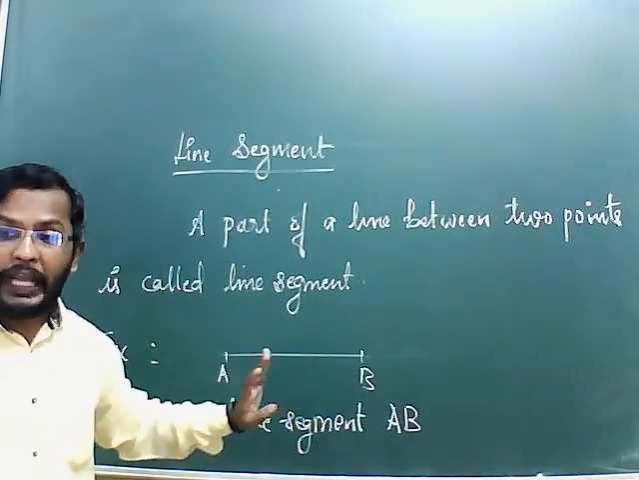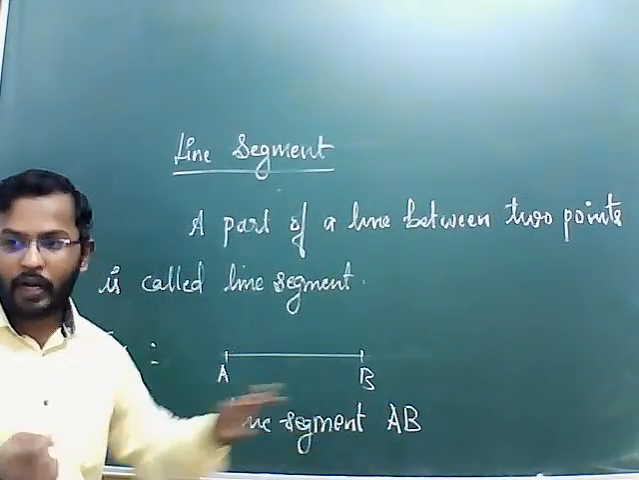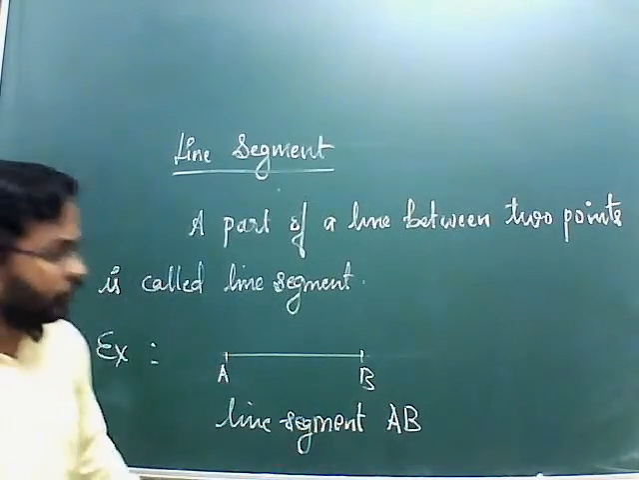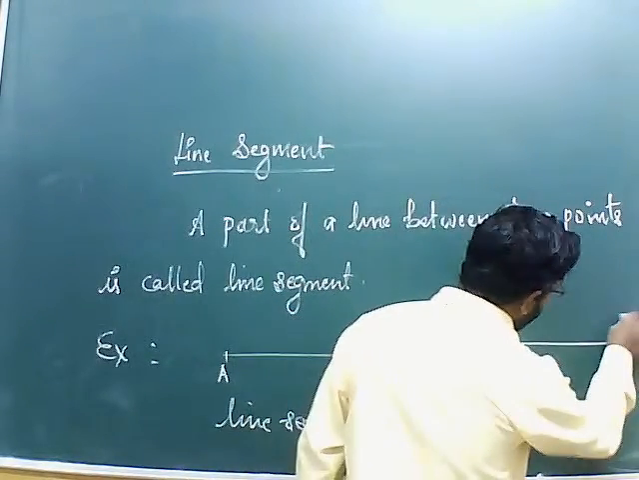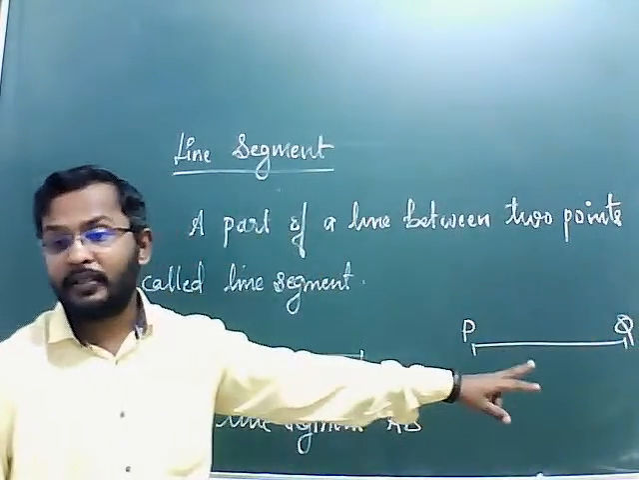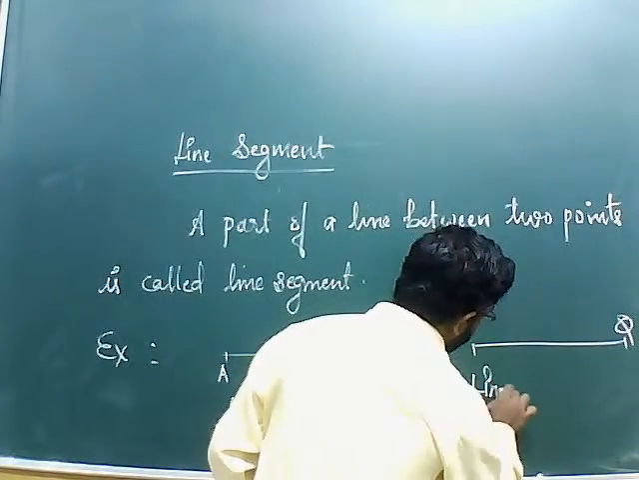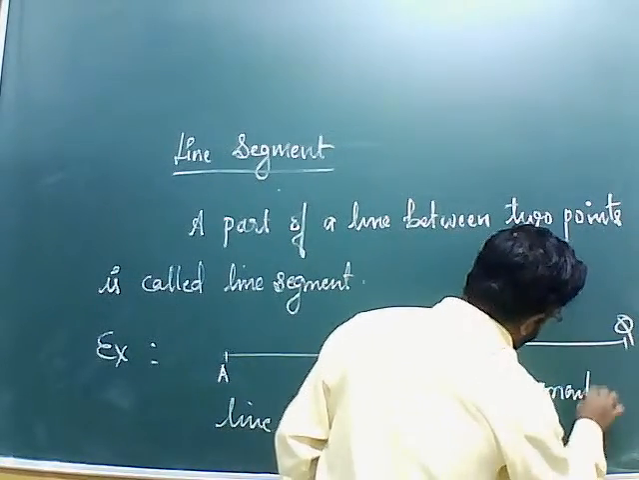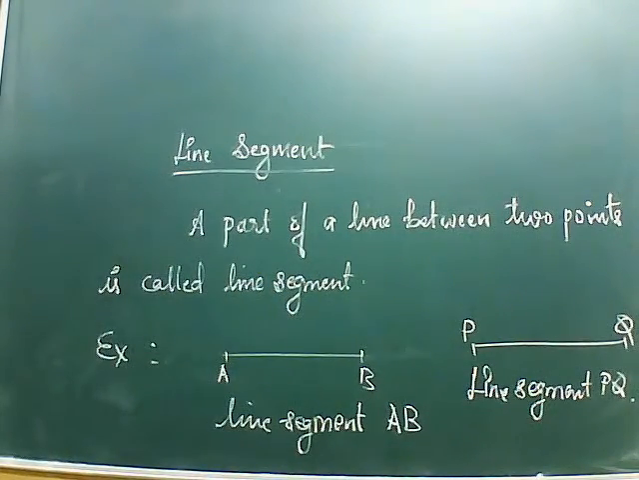To name a line segment, we always require 2 points. And you know how we name points, using capital letters. Likewise, you can name this line segment. You can write this point as P, and this point as Q. And how to name this line segment? We can write it as line segment PQ. To name any line segment, always use capital letters.